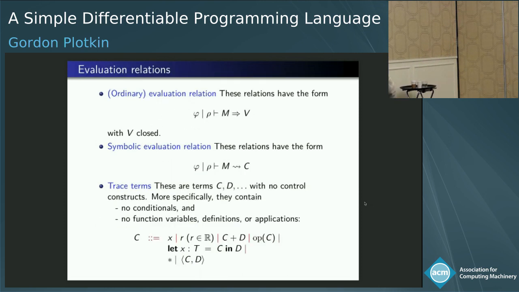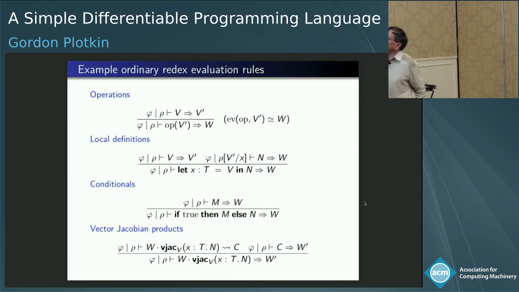So there's two relations, ordinary evaluation and symbolic evaluation. And what do we symbolically evaluate to? Well, we symbolically evaluate to terms of the language with no control flow. And these are all just listed there. Notice that this is very far from being a normal form in any sense, which is what you want for efficient differentiation. But I'm not trying to do efficient differentiation. I'm trying to do natural differentiation, which is certainly not efficient, and vice versa.